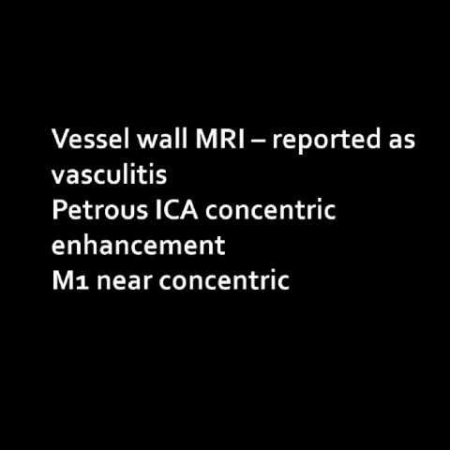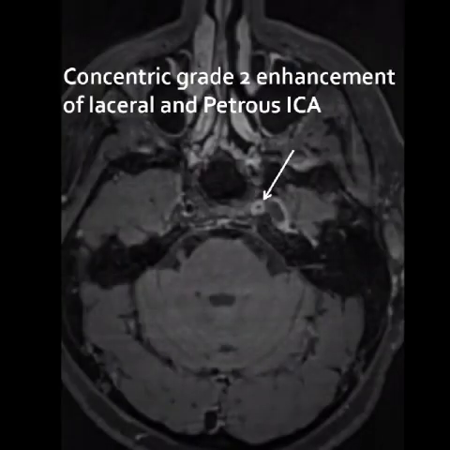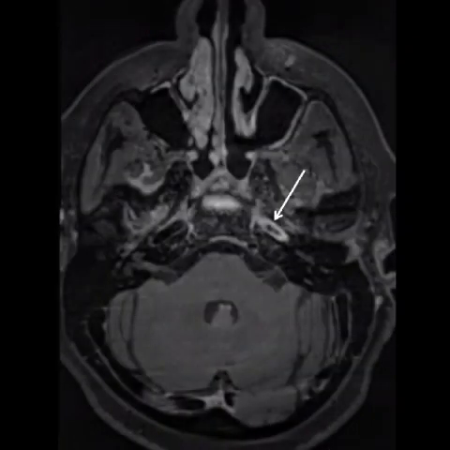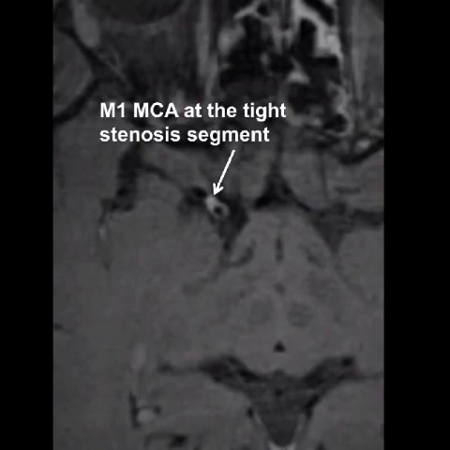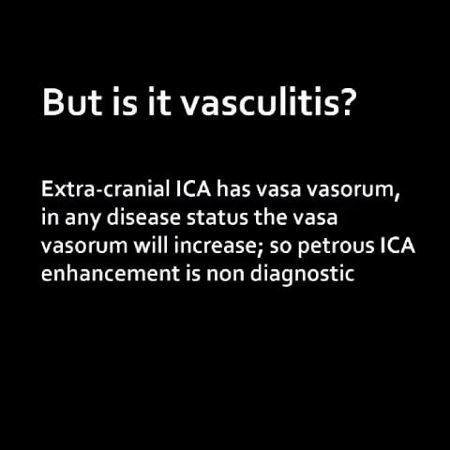Vessel wall MRI was reported as vasculitis based on concentric enhancement and thickening of the petrous and lateral segment of the ICA. One has to be extremely careful before reporting vasculitis, as most cases reported as vasculitis turn out to be atherosclerosis. Therefore, the question is whether this was vasculitis or not.